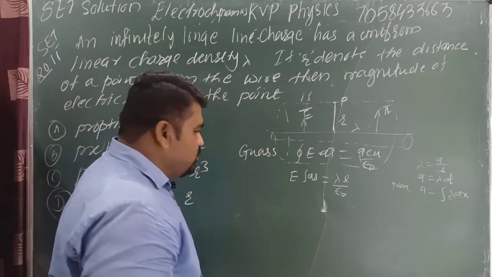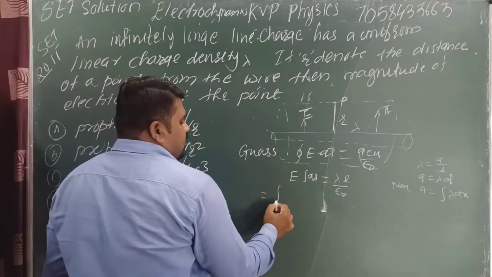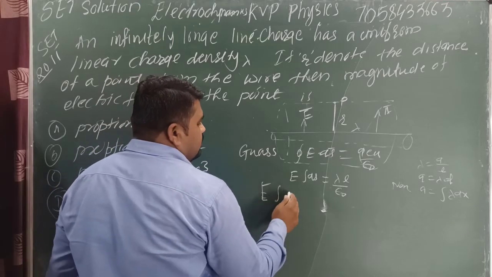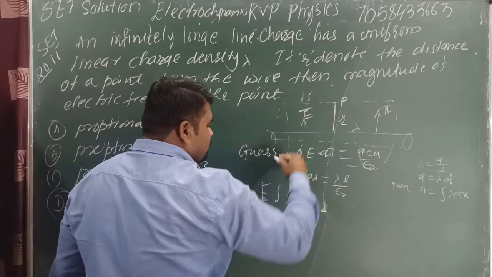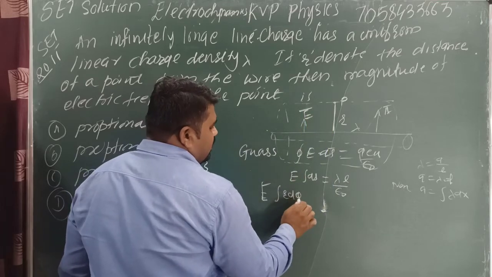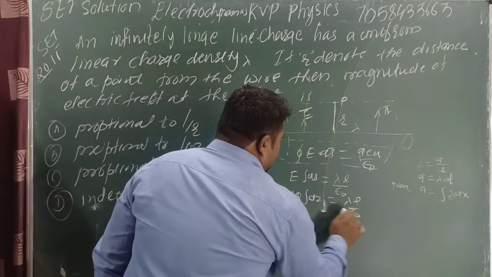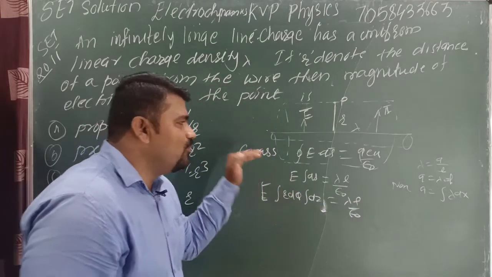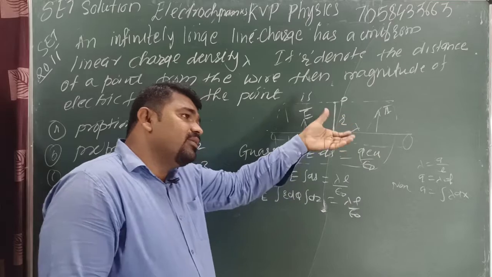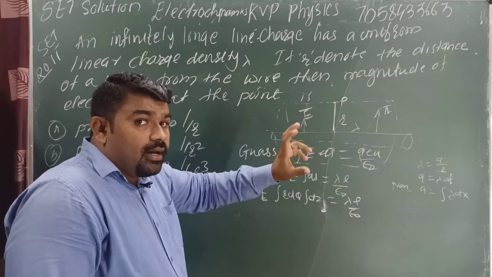Here are two length elements. Which one? Integration. Sorry, E integration. The first length element in a circular is R dφ, into dz, is equal to lambda L upon epsilon naught. Got it? This one is a two length element, one varying in the direction, another varying in circular, R dθ.